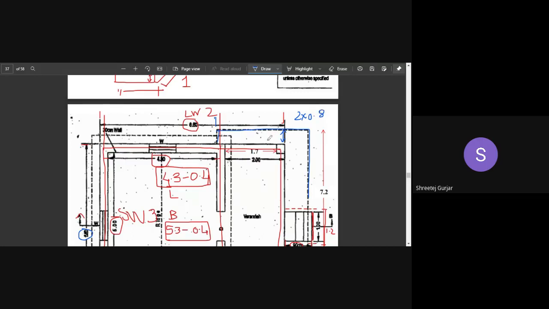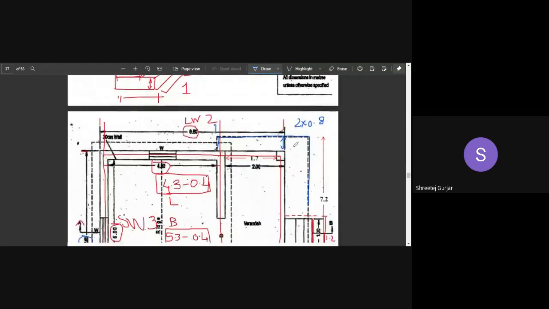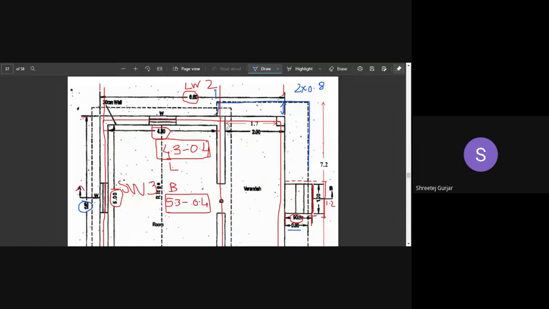And then this length we need to calculate, right? This projection is also 0.8, which is given here. So that also we need to consider, the 0.8. And then this length from here to here, it is 2 meters. And then from here to here, it is 5.6.